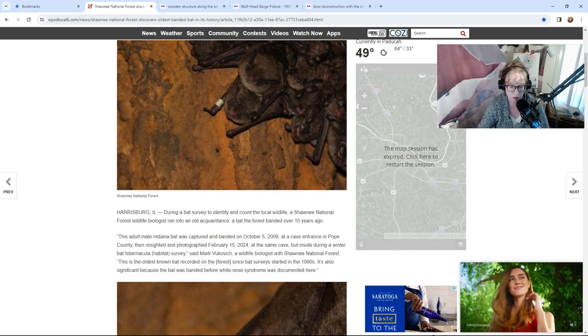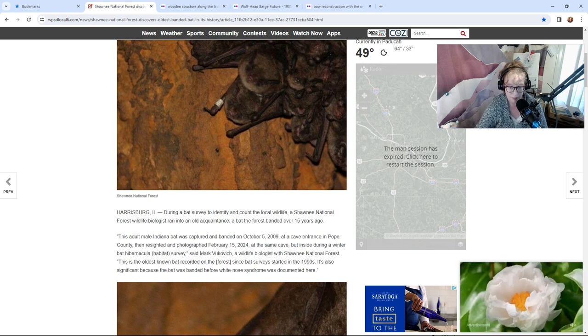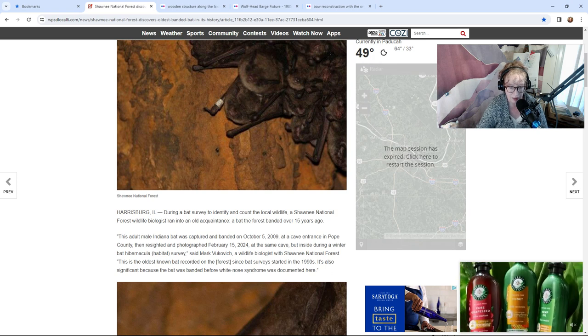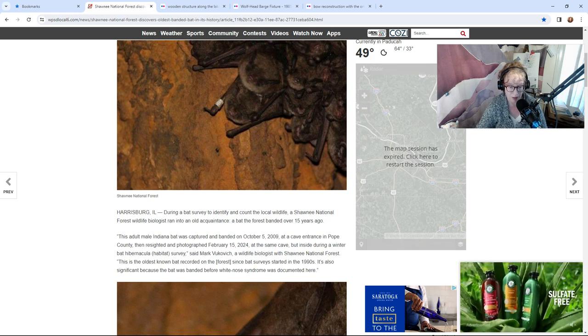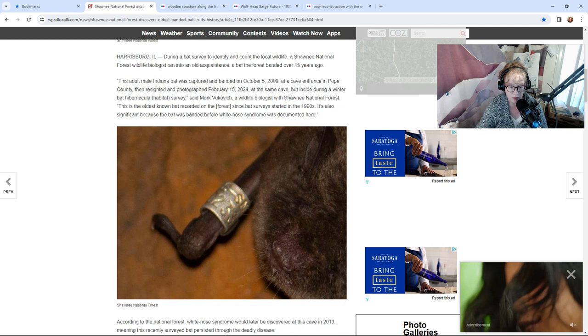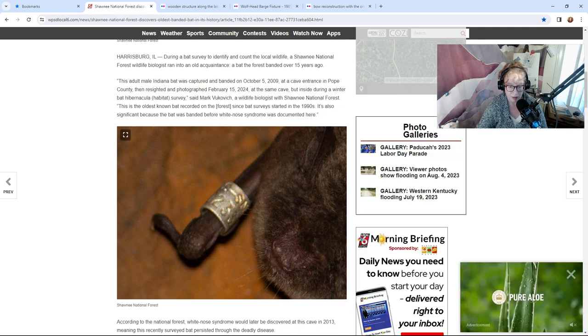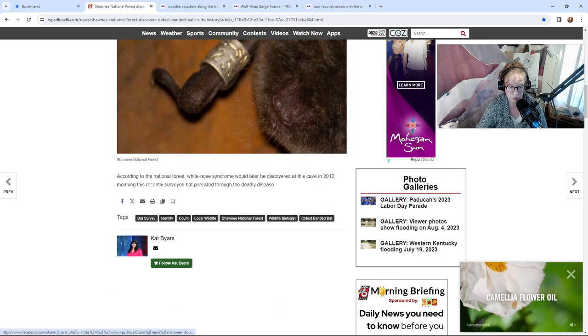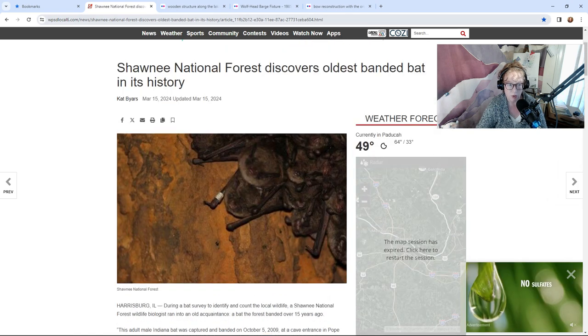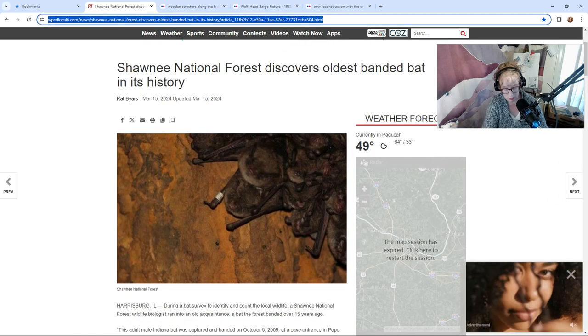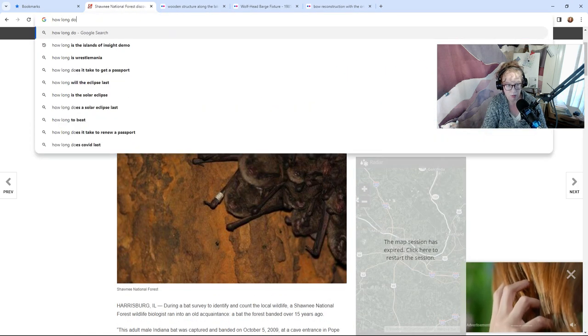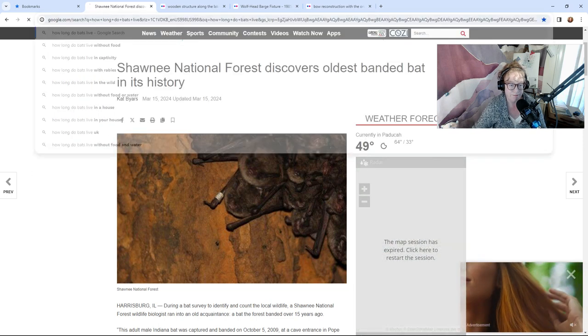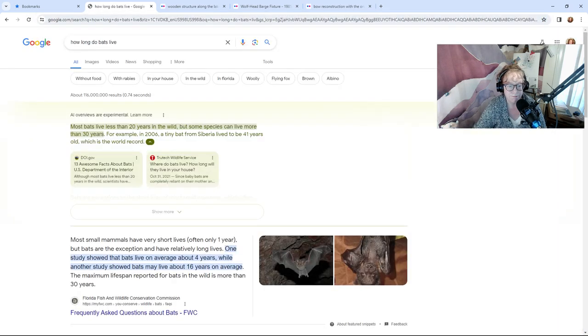This is the oldest known bat in the forest since bat surveys started in the 1990s. It's also significant because the bat was banded before white nose syndrome was documented here. So here's the little bat. You see his little nose. A 15-year-old bat. I didn't know they lived that long. Let's see, how long do bats live? Apparently they can live up to 30 years.